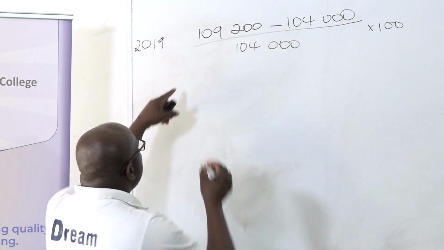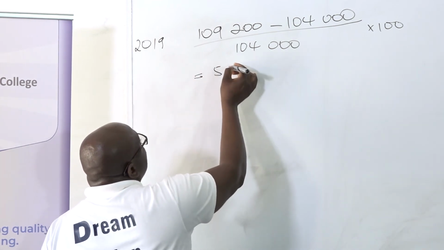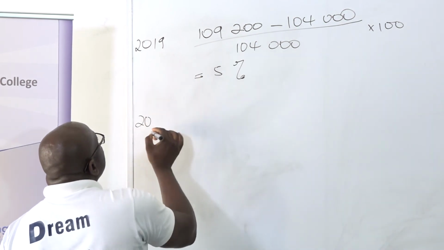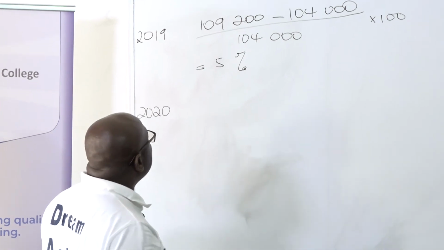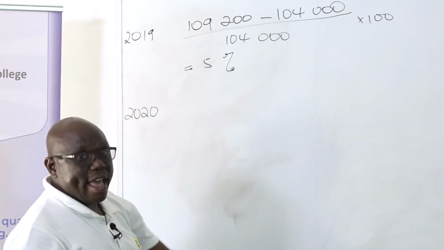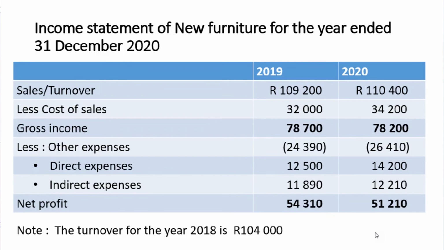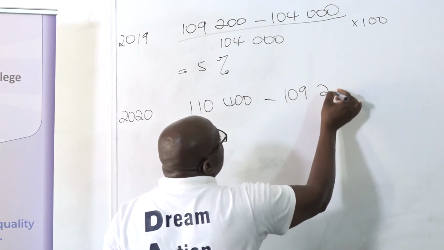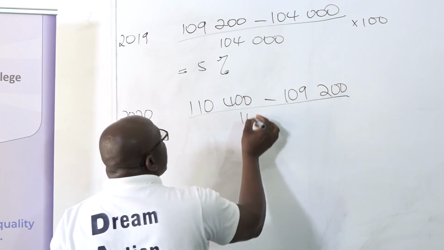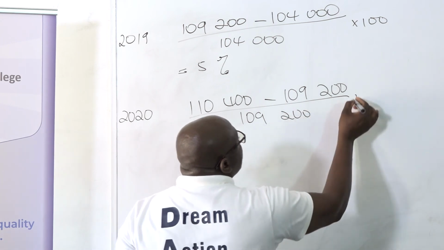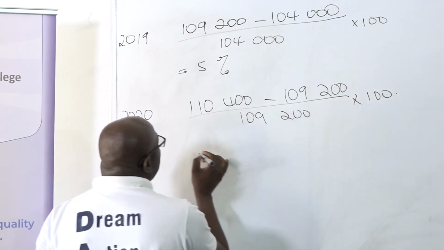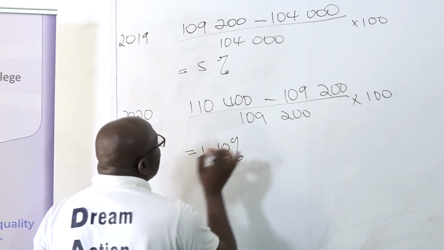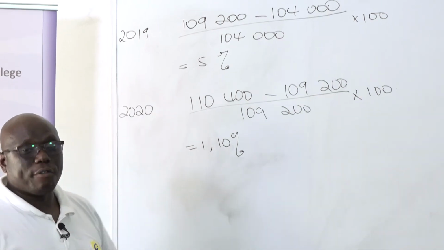And then the answer will be 5%. It gives us 5%. And then in 2020, the turnover for the year is 110,400 minus 109,200. We divide by 109,200. We multiply by 100, which gives us 1.10%. This is the calculation of turnover.